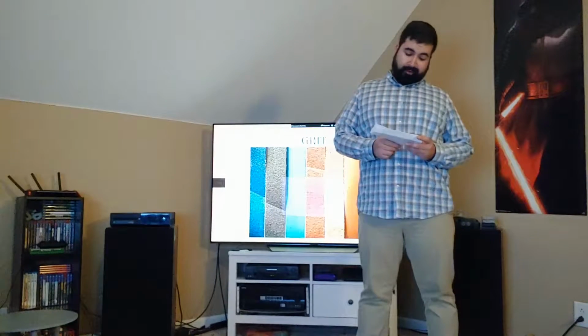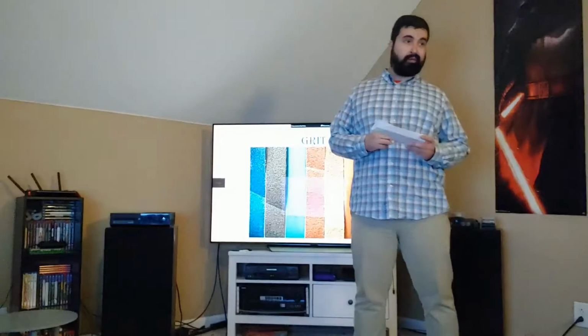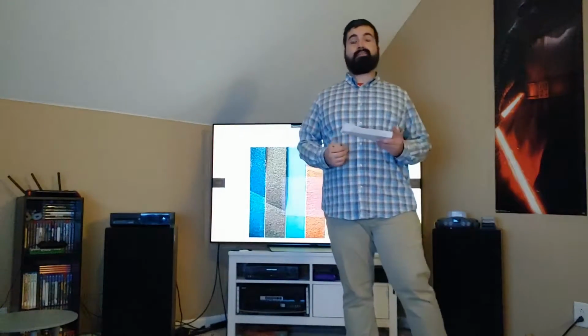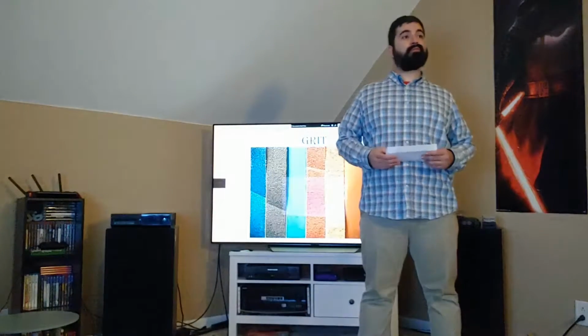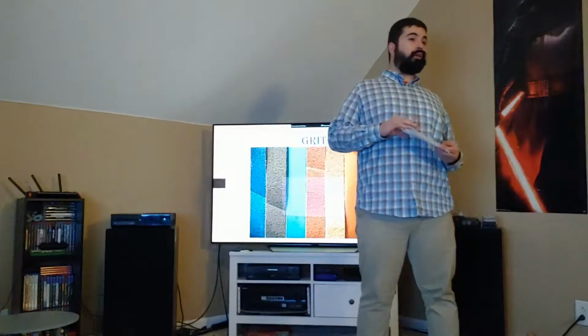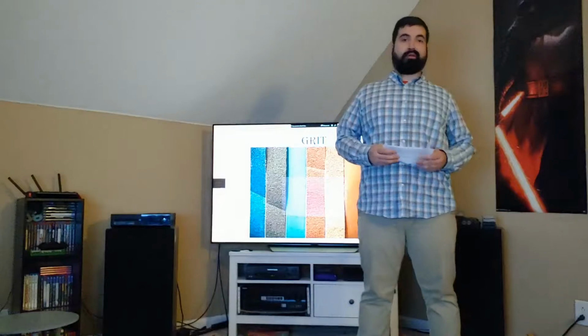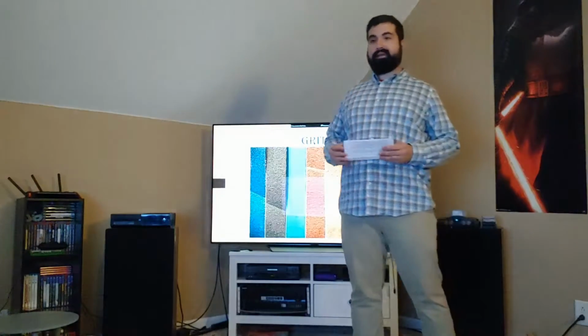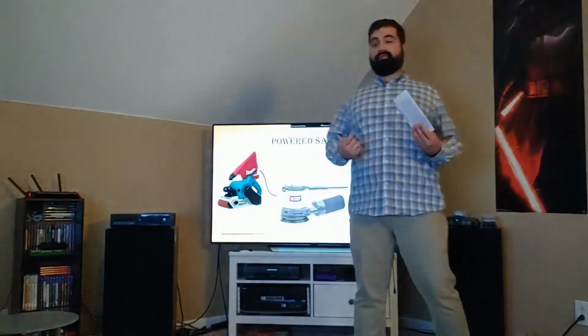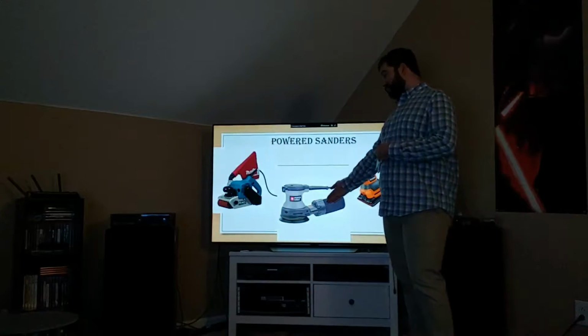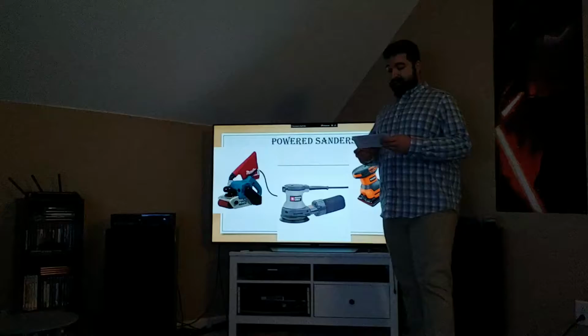Sandpaper can commonly be found in 80, 100, 120, 150, 180, and 220 grits. Below 80 are generally used in paint removal, and above 220 are usually done between coats of finish, varnish, stuff like that. Now, let's talk about some different power tools that are available. We'll start with the bread and butter of your sanding needs, the random orbital sander, right there.